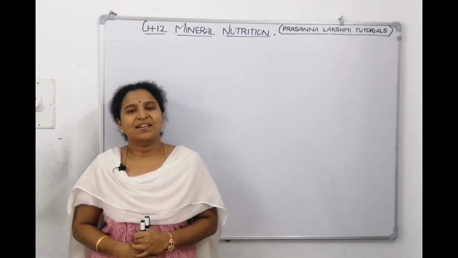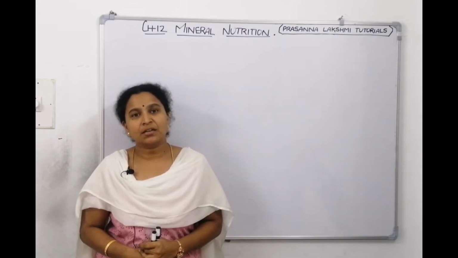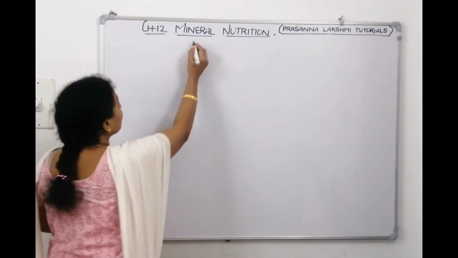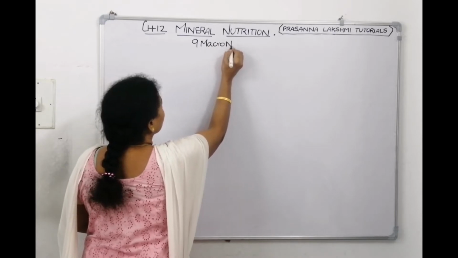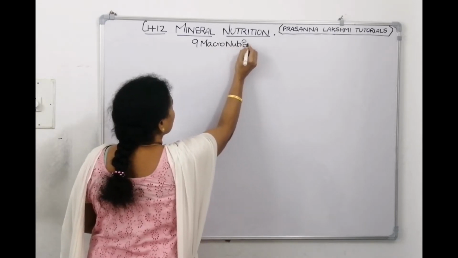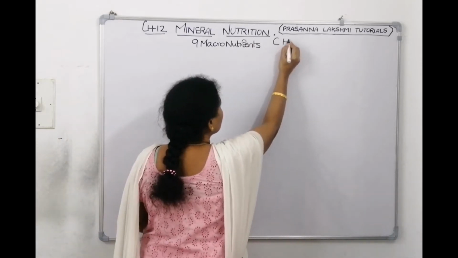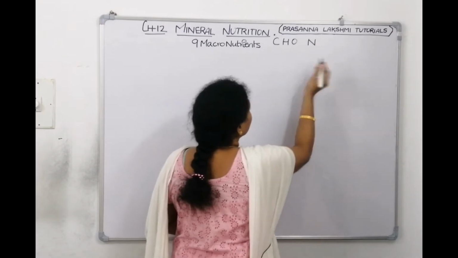Welcome everyone. In the previous lecture, we discussed a few macro elements, right? So we know that there are 9 macronutrients. What are the 9 macronutrients? What are the 9 macro elements? So we know they are carbon, hydrogen, oxygen, MPN we will write, right?